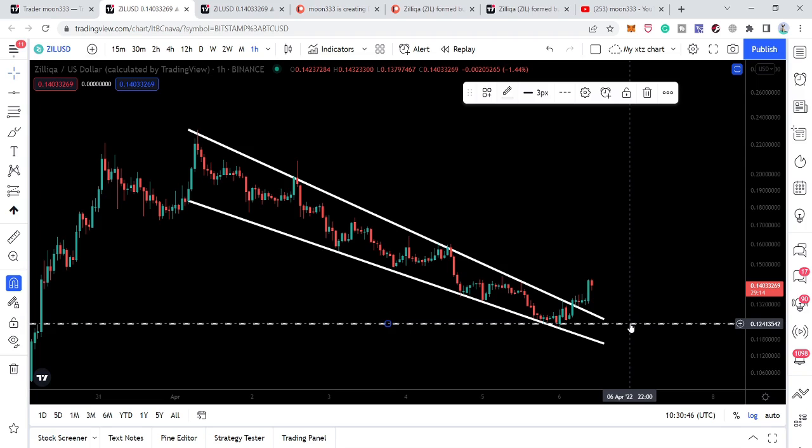So we need to hold this resistance as a support. Now if the price line will not break down this support, we can also use this level as a stop loss. Then there is a very high probability that after some sideways moves, the price line can hit the target of this falling wedge pattern. So this was the update so far.